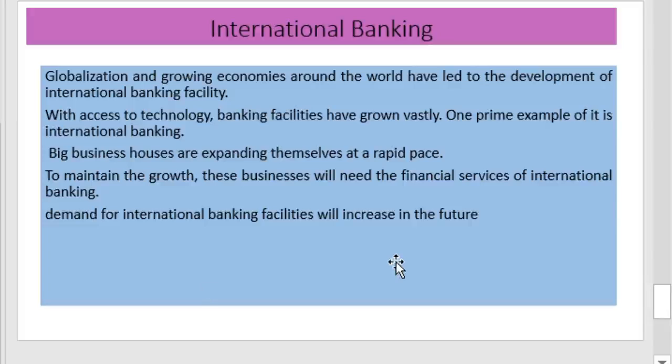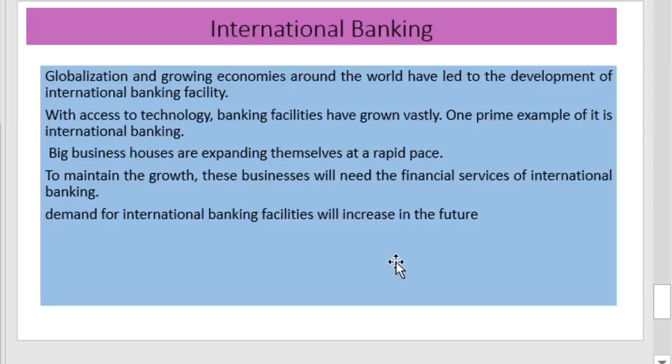Even though there exist some risks or problems associated with the international banking system, we know that with globalization, growing economies around the world have tried their best to develop international banking facilities. So nowadays the international banking facility has become an important aspect of financial transactions. With access to technology, banking facilities have grown vastly, and one prime example of it is international banking. That is, with globalization and technological development, banking facilities have grown vastly, and as a result, international banking facilities have also increased.